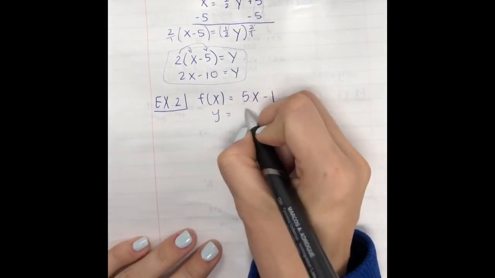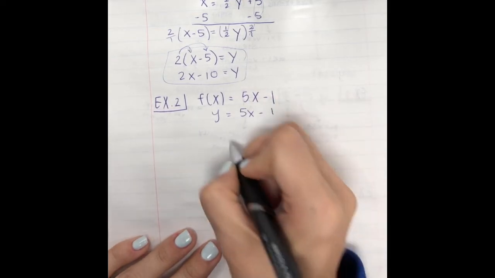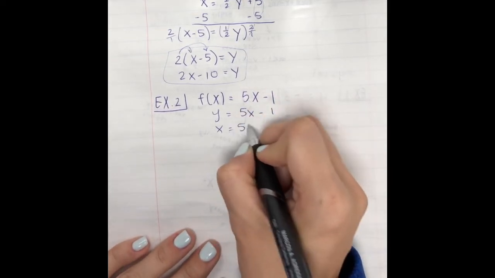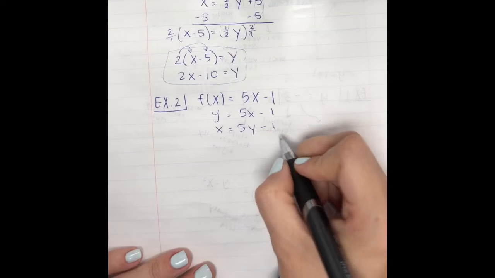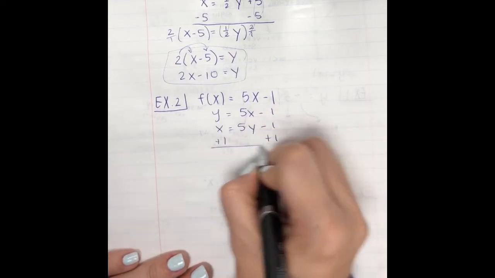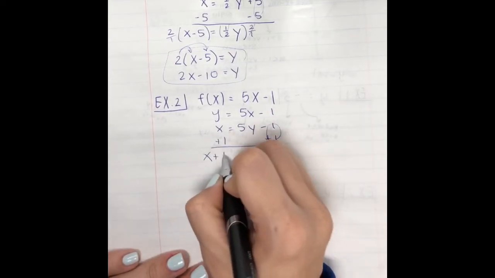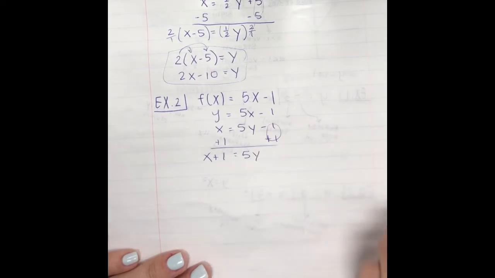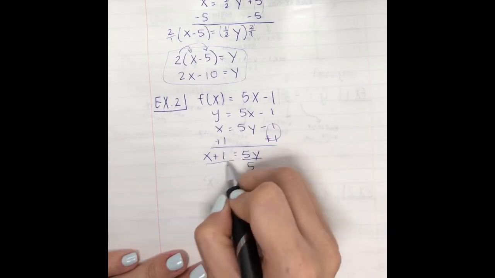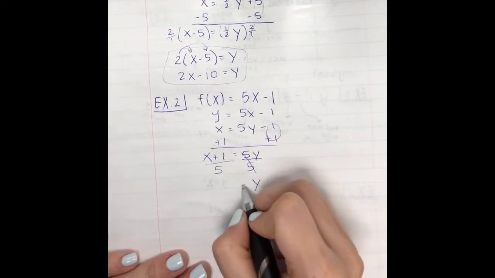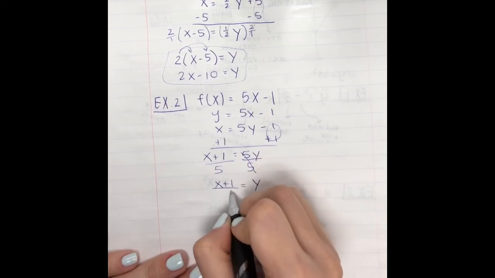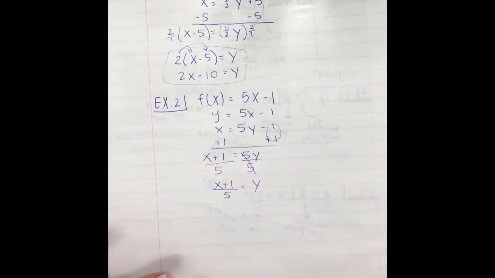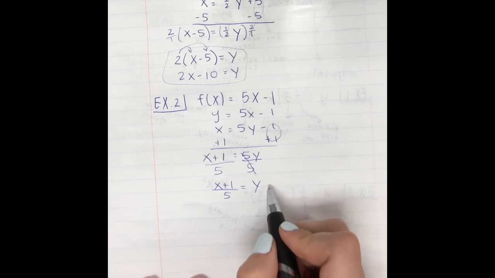So we're going to say y equals 5x minus 1. We're going to switch our x and our y. And then we're going to solve to get y by itself. So we have x plus 1 equals 5y. Divide both sides by 5. And you get y equals x plus 1 over 5. You could leave it like this. This is a perfectly fine way to write the answer.